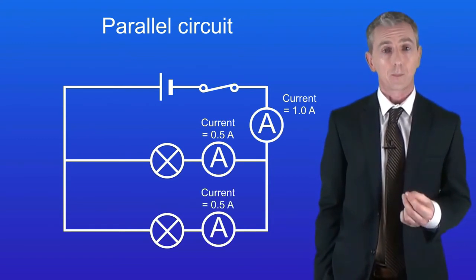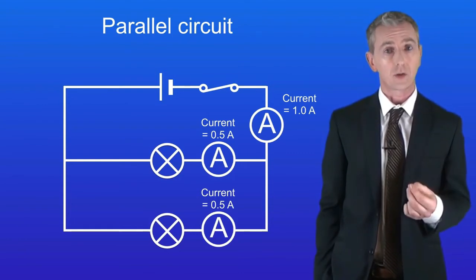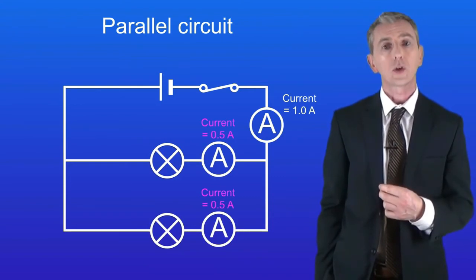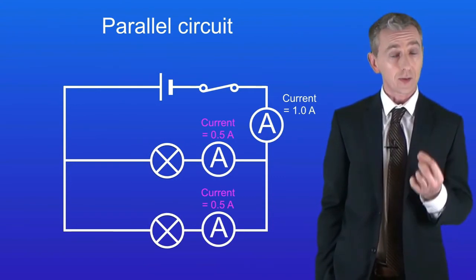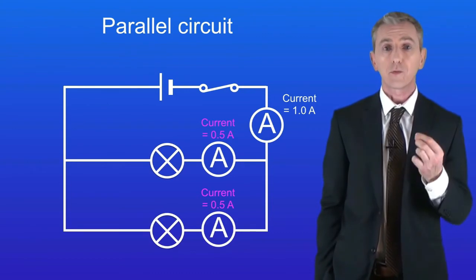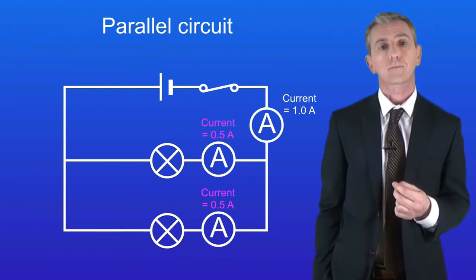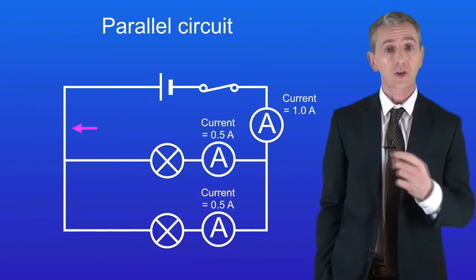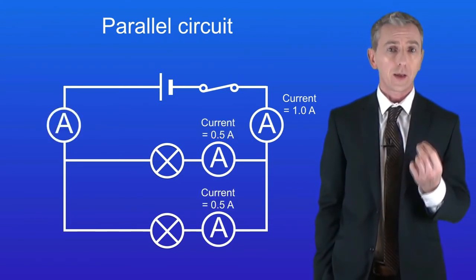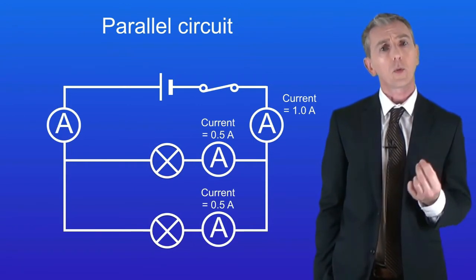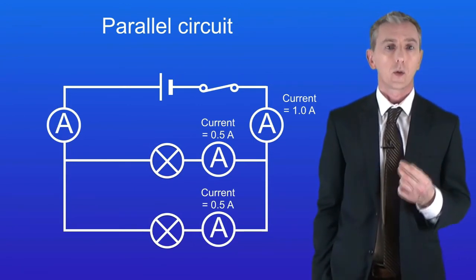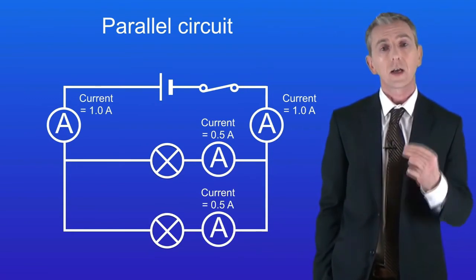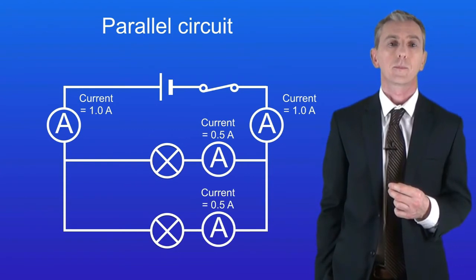Now you'll notice something here. The total current in the two branches is 0.5 amperes plus 0.5 amperes, which is 1 ampere. And that's the same as the total current before it's split into the branches. Okay, finally, we're going to take a look at the current here, where the branches have rejoined. There's my ammeter. Now, can you work out what the current here will be? Well, it's actually 1 ampere, because the current in the two branches has now joined back together.